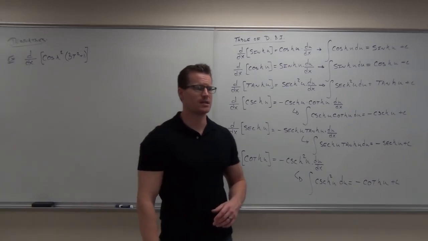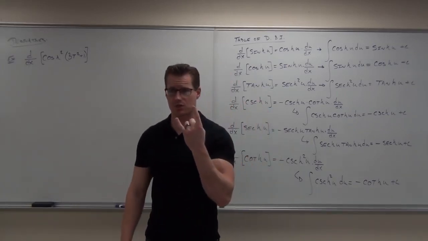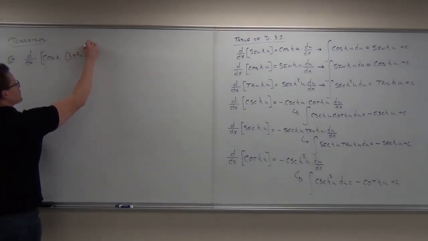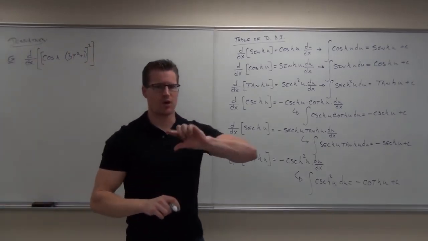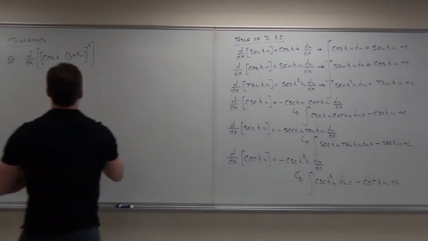Now, I see a chain rule. In fact, I see two. You need to know that hyperbolic cosine squared means this squared. That little 2 right there, the whole thing is being raised to the second power. We write it this way to make it easier.